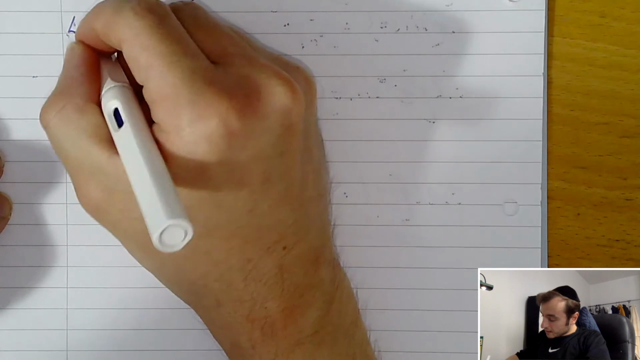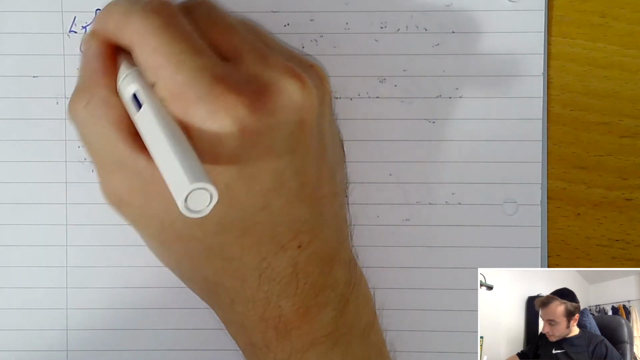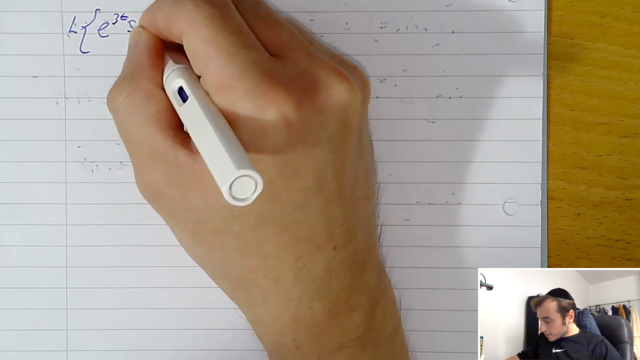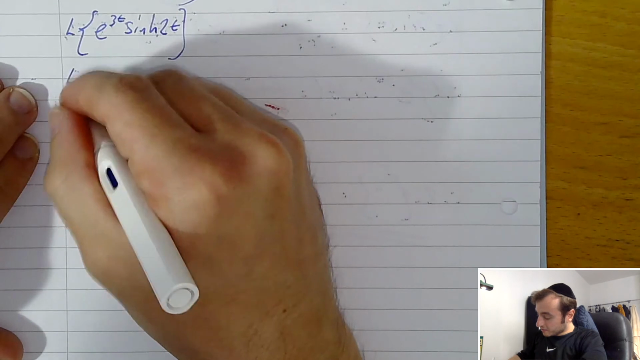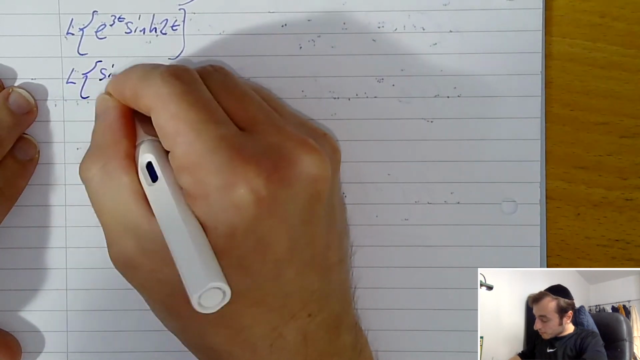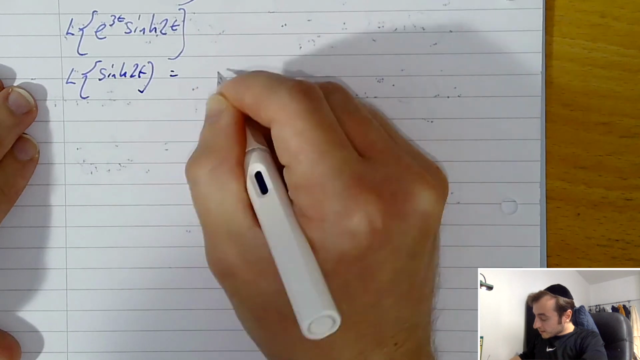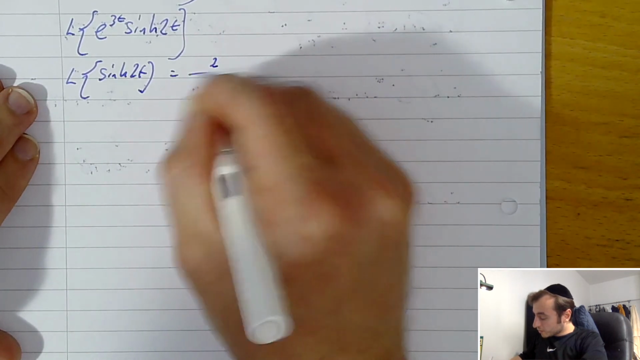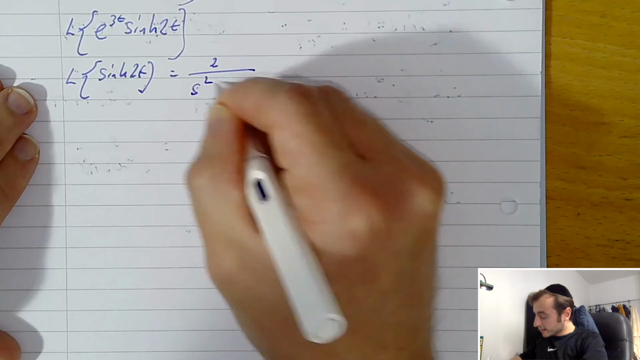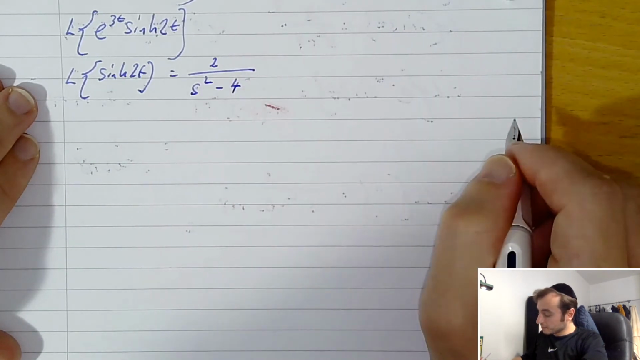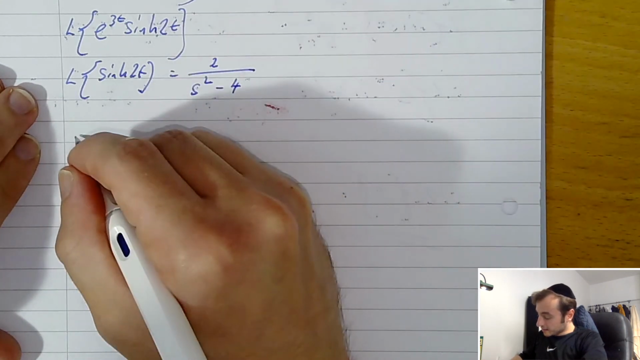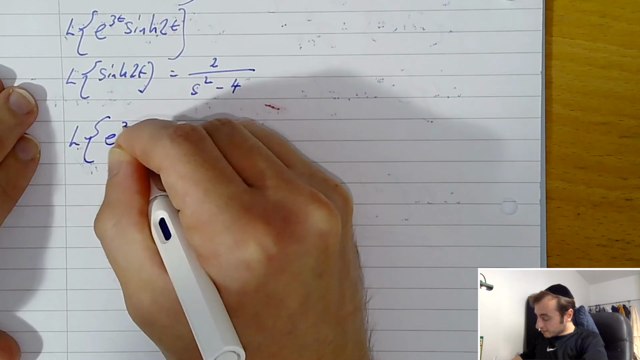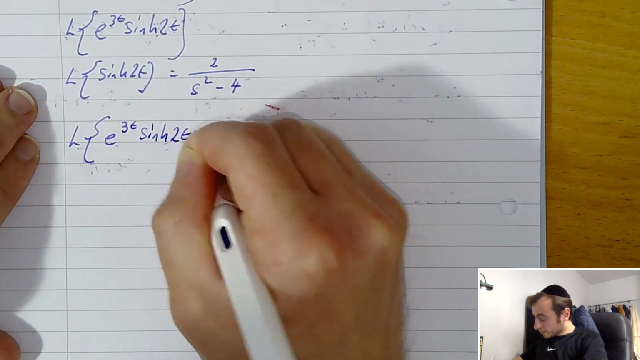Let's do the Laplace transform of e to the 3t sine 2t. Okay, so first things first, we can say that the Laplace transform of sine 2t equals 2 on s squared minus 2 squared, 4. And the shift theorem would state then that e to the 3t sine 2t.